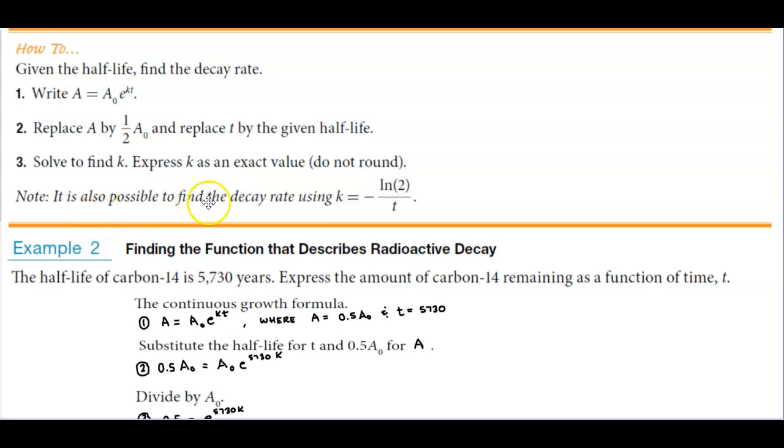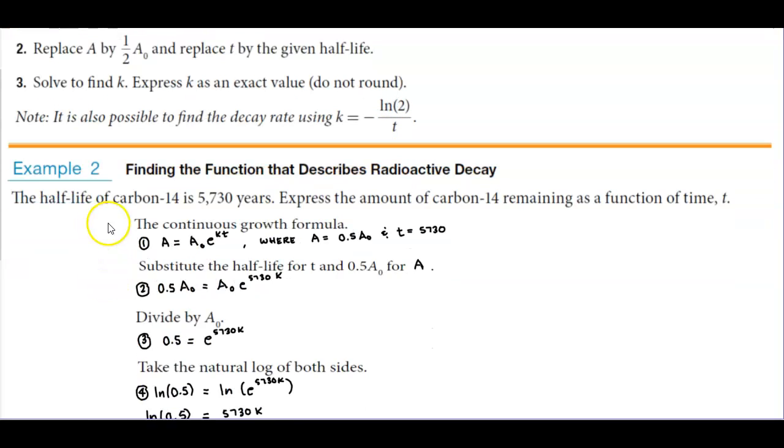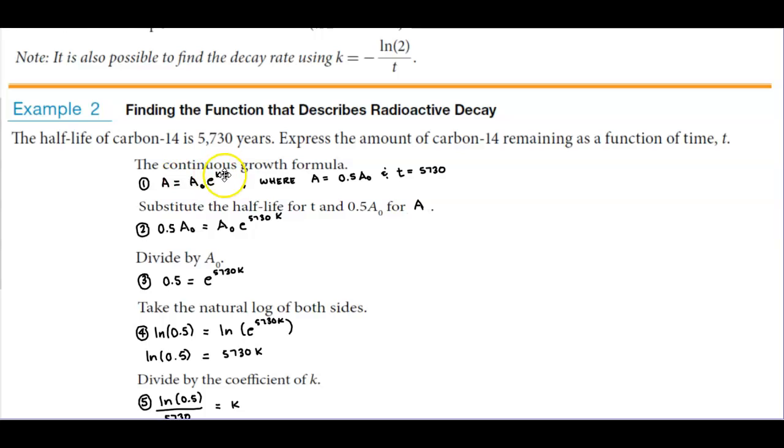Now, it is possible to find the decay rate using k, which is equal to negative the natural log of 2 over T. Now in example 2, the half-life of carbon-14 is 5,730 years. We want to express the amount of carbon-14 remaining as a function of time t. So what we're going to do is use the continuous growth model formula, where the value of A is going to equal 0.5 times the initial.